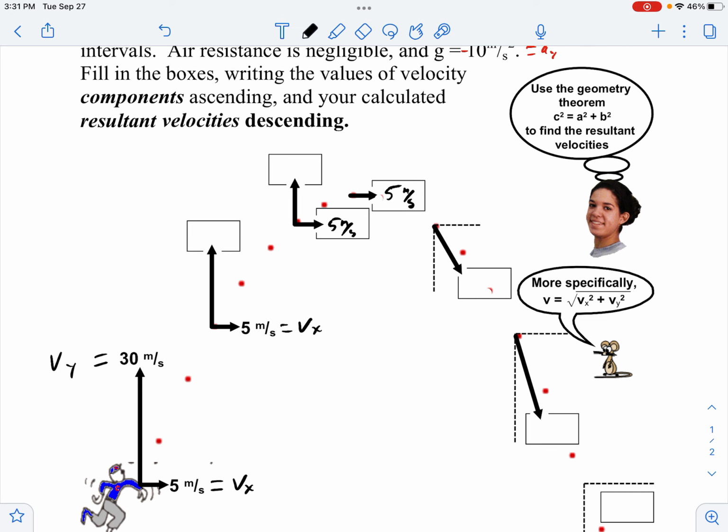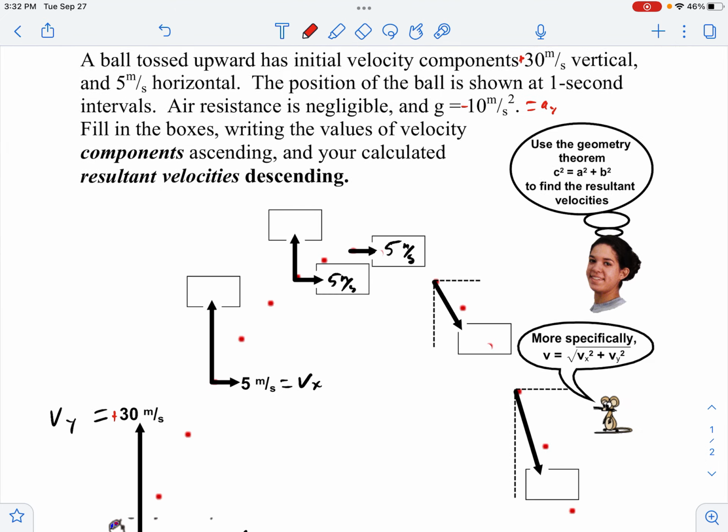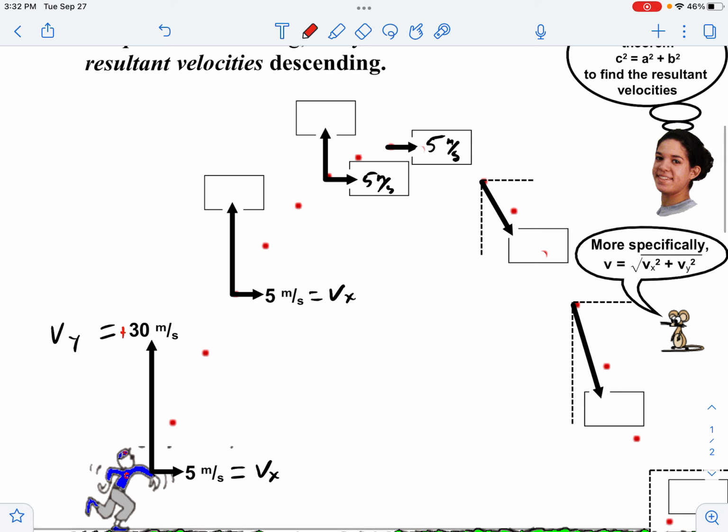Vertically, it's a different story. If we toss the ball up at 30 meters per second, and I'm going to put a little plus sign just to signify up at 30, well, gravity's minus 10. So on the way up, gravity's working against our velocity, which has the effect of slowing us down at the rate of 10 meters per second per second. That's what meters per second squared means. What it also means is that 1 second into our flight, we're going to be going 10 meters per second slower than we were before. So when we get to 1 second in, we're not going 30 anymore. We're going 20 meters per second. This would be our Vy at this point, 20 meters per second.